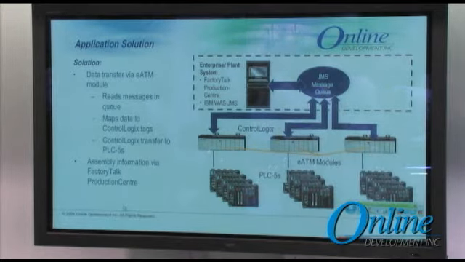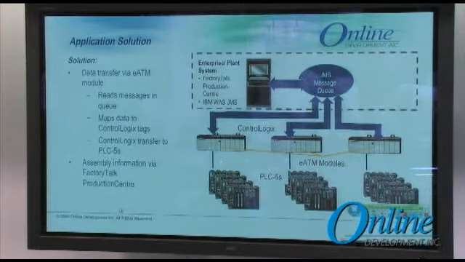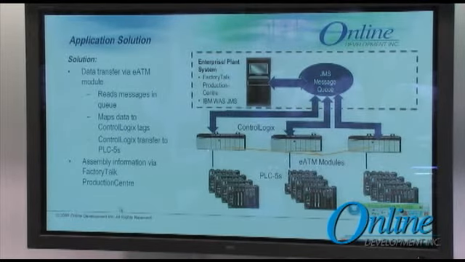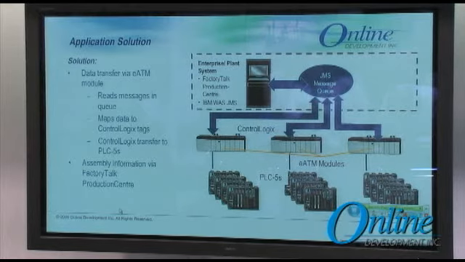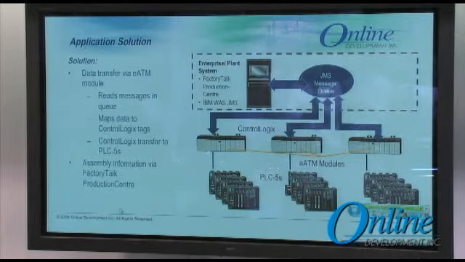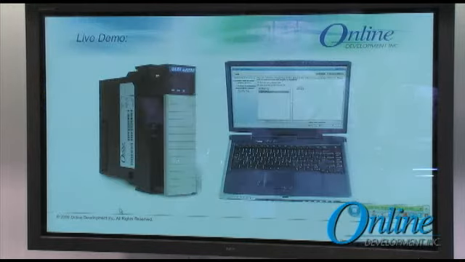Using the T Manager, the production center actually puts messages directly on the JMS queue, and the T Manager retrieves the messages, maps the data into the ControlLogix processor, and then transfers the data into the PLC5s. The results? 500 byte packets going in and out of the message queue, the EATM pulling the messages off, the ControlLogix connecting to the legacy PLCs, and so now we've got this more reliable system for production control.